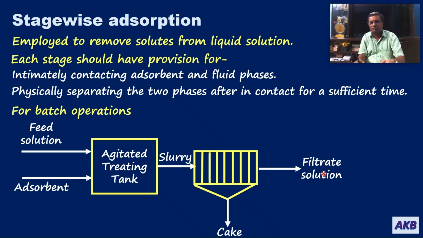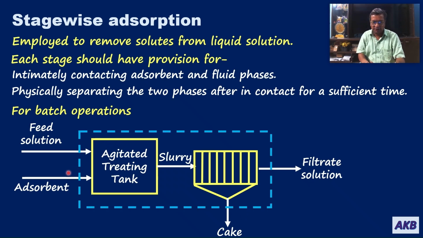Now this filtered solution will be sent for further adsorption, or if it is a single stage operation, the filtered solution will be obtained and the cake will be nothing but the adsorbent phase that has solute adsorbed on its surface. So in this way, for batch operation, a single stage will have these two equipment: an agitated treating tank where the feed solution is mixed with the adsorbent phase and they are agitated thoroughly so that you have a slurry. Then this slurry is transferred to a filter press where you get clear filtered solution and the cake.